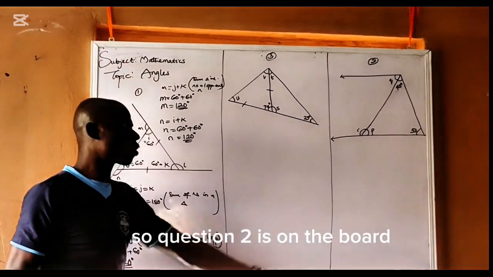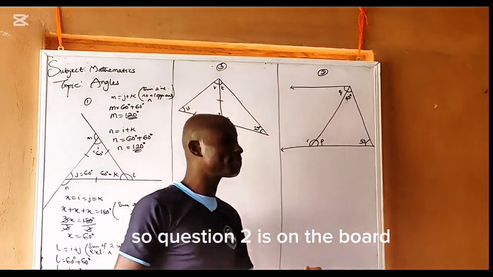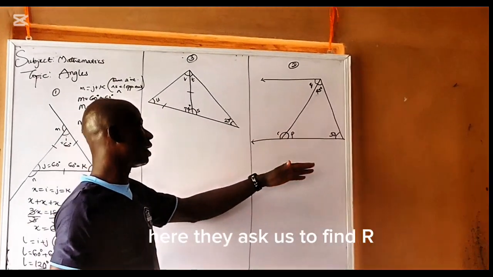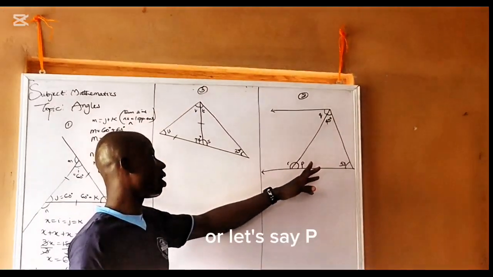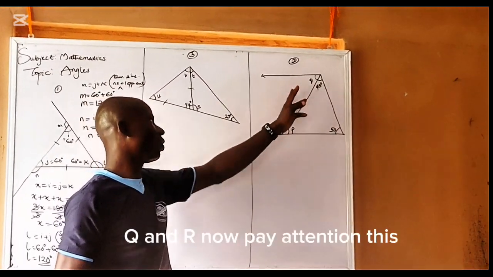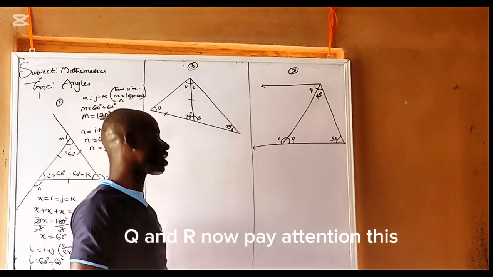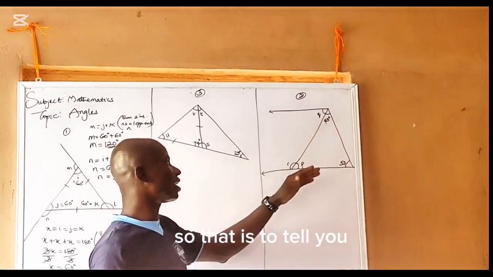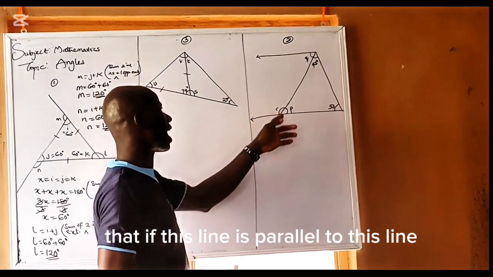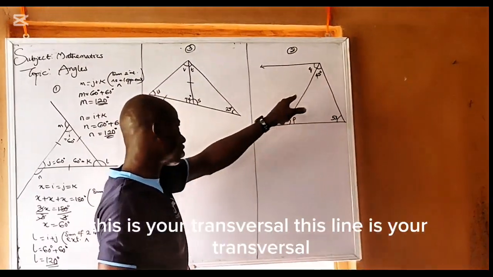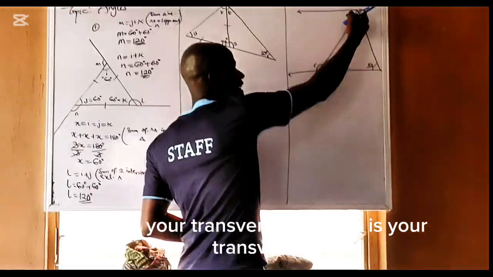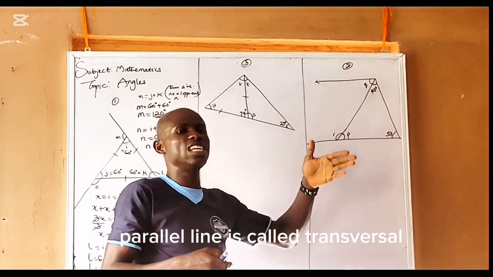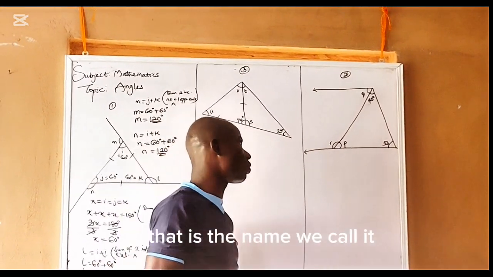God bless you. Question 2 is on the board. Here they ask us to find P, Q, and R. Now pay attention. This line is parallel to this line. That is to tell you that if this line is parallel to this line, this line is your transversal. A straight line that crosses parallel lines is called a transversal. That is the name we call it.